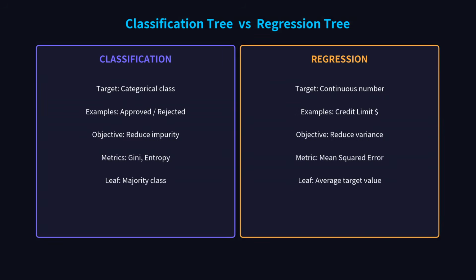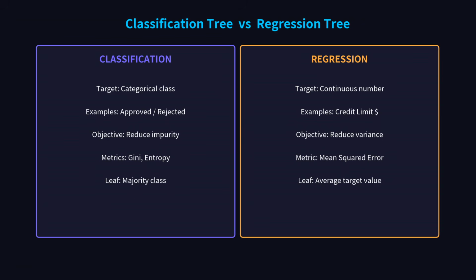Now, the application has been approved. The bank needs to decide the credit limit, a continuous numerical value. This is a regression problem. Linear regression assumes a linear relationship, but decision trees can model nonlinear, conditional relationships. Gini does not work here because there are no discrete class labels.